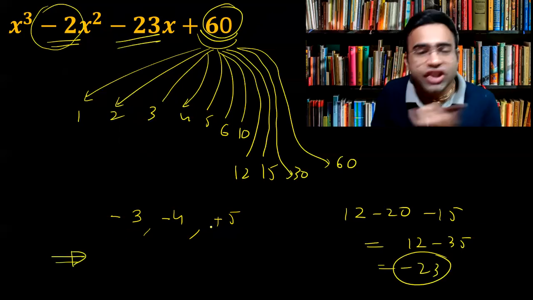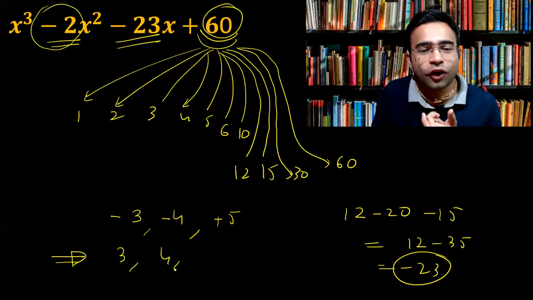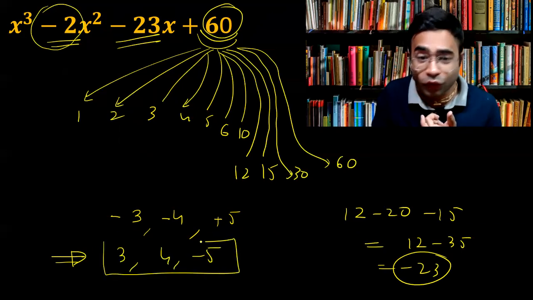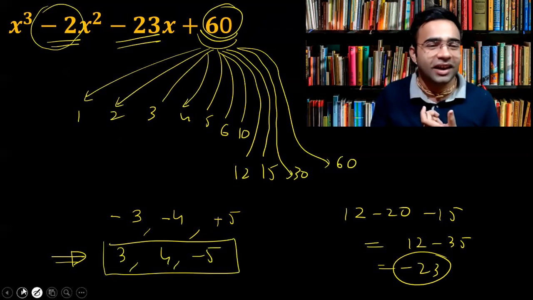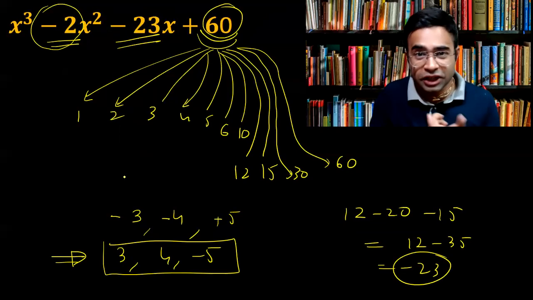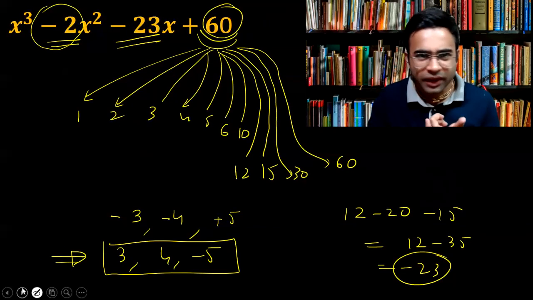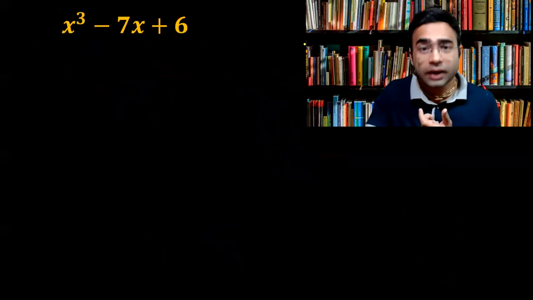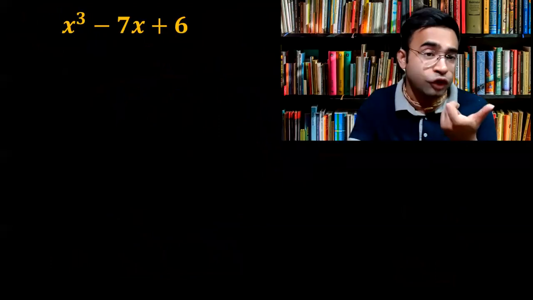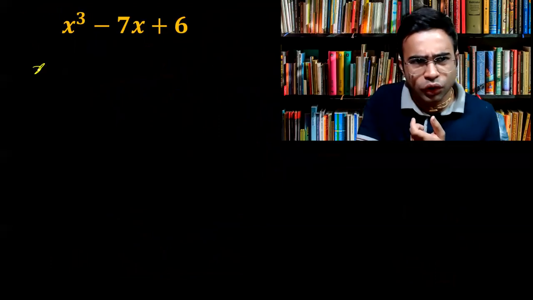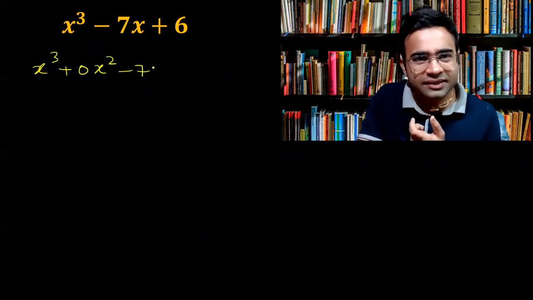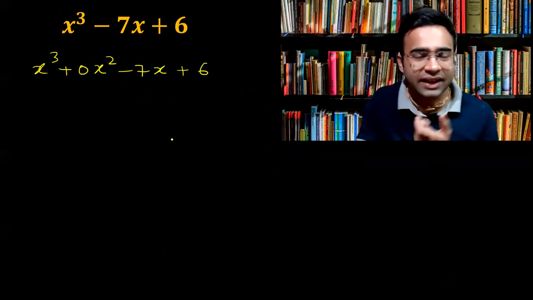So what's the answer, kids? Change the sign. 3, 4, -5. Wasn't that beauty, kids? Yeah, let's go ahead. So I'm pretty sure you're understanding, okay? And so it is so quick, right? Again, let me take one more example. Now, this time we don't have the coefficient of x square here. So, okay, x cube plus 0x square minus 7x plus 6.